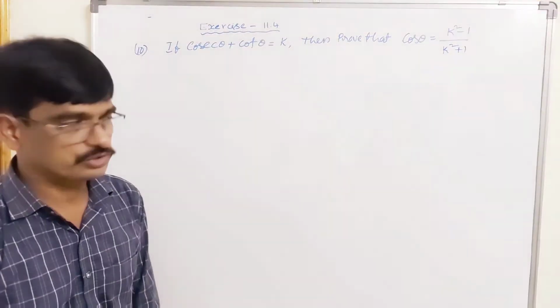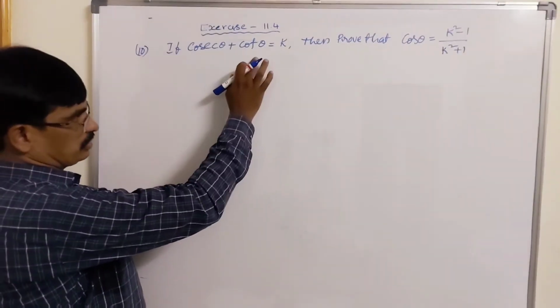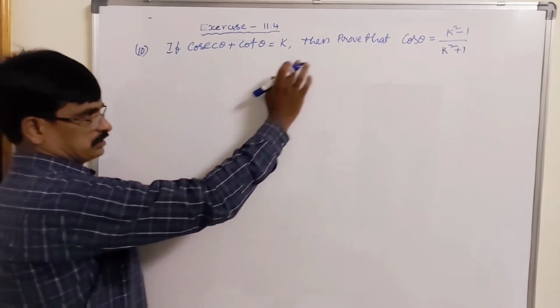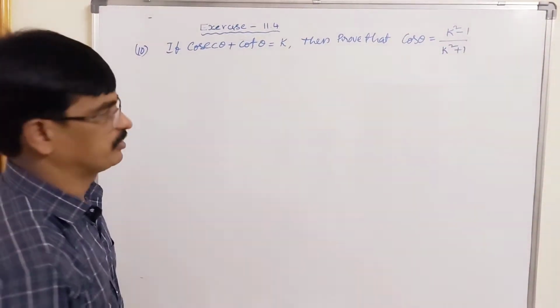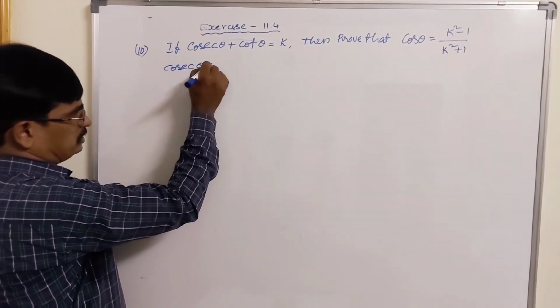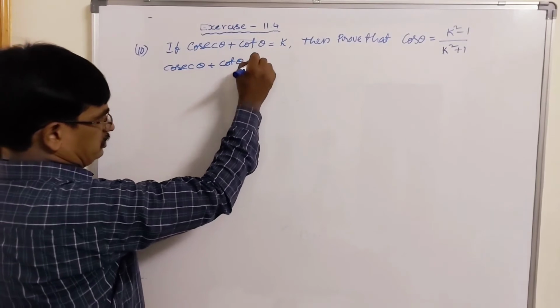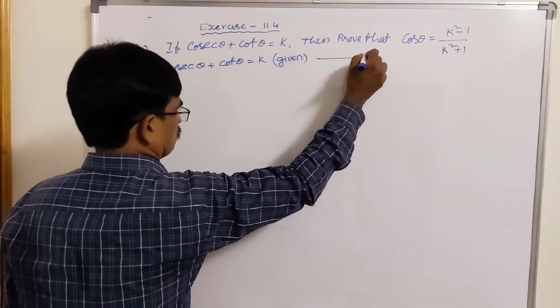Now the last question from exercise 11.4. If cosecant theta plus cot theta is equal to k, then prove that cos theta is equal to k square minus 1 by k square plus 1. So cosecant theta plus cot theta is k. It is given. Let it be 1.